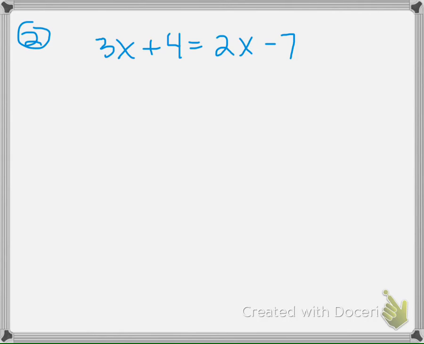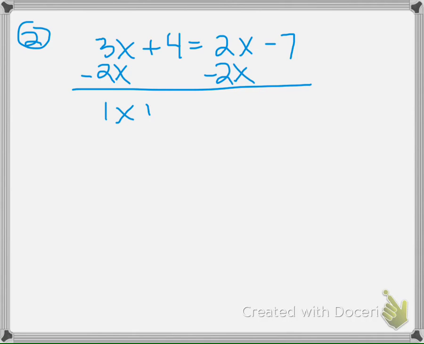Okay, again, I need to get x on both sides. So I either need to subtract 3 on both sides or subtract 2 on both sides. It's easier if I subtract 2x on both sides. And I'm left with 1x plus 4 equals negative 7 because these go away. Okay, now I need to subtract 4 on both sides. I'm left with 1x equals negative 11.